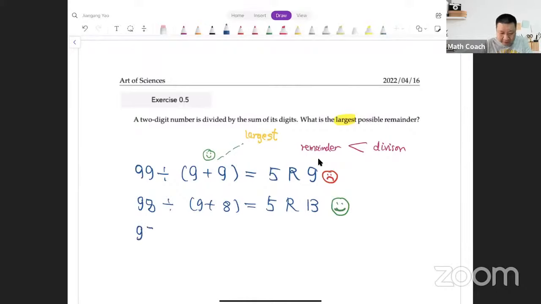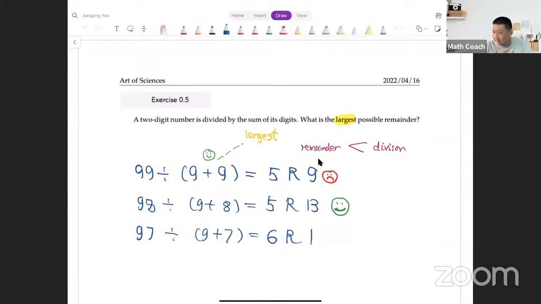So then what do we continue to try? So 97, 9 plus 7, 16. So 16, but the quotient gets 1 bigger, then it becomes remainder 1. And what we can restrict is we only need to consider, because you already have 13, so we only need to consider the divisor which is greater than 13, either would be 14, 15, 16, and so on, right?